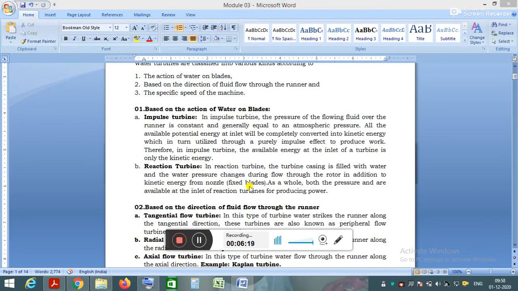Therefore, it is called impulse turbine. The available energy at the inlet of the turbine is only kinetic energy. But the reaction turbine is totally different.